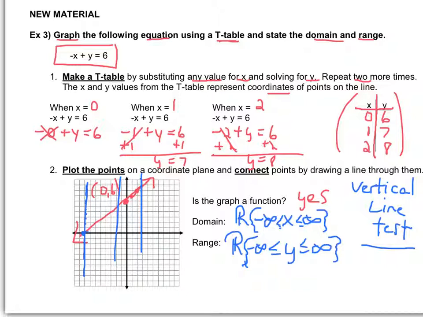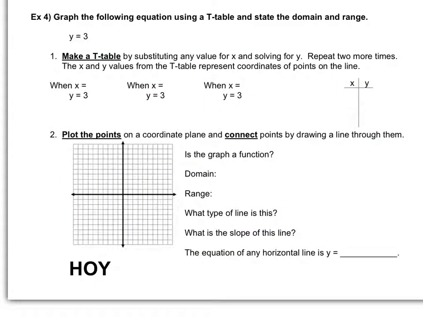All right, let's go to the next example, example 4. For example 4, again, it says to graph the following equation using a t-table and state the domain and the range. This time we have a different looking equation. We have y equals 3. So we're going to go ahead and make a t-table, and we're going to substitute any value for x and solve for y. So let's do that. Here's your t-table over here. Draw a t and then put an x and a y there. And then let's just put our equation y equals 3.